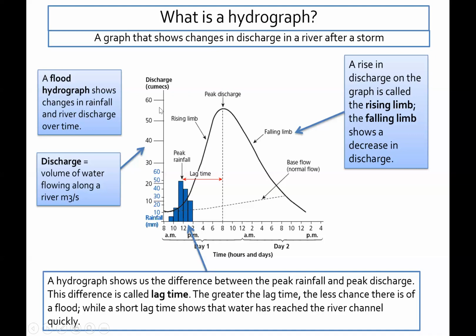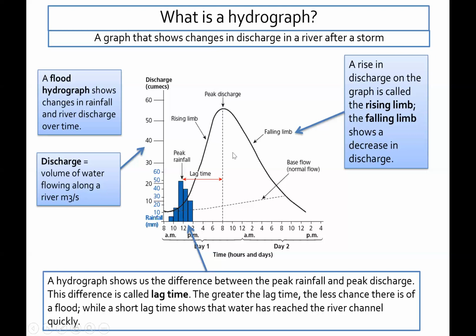And you read that on the discharge axis, measured in meters cubed per second or cumecs. And like I said, sometimes you'll have the rainfall scale on this side and the discharge on this side. You just have to make sure you double check and you're reading against the right one. So there's a few other labels on there. As your discharge rises, we call that the rising limb. When it reaches its highest point, its peak, we call it peak discharge.